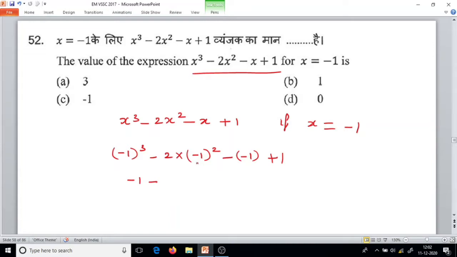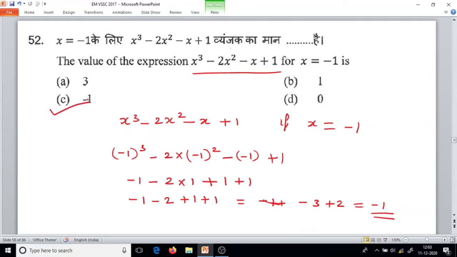Square of minus 1 equal to 1. Cube of minus 1 equal to minus 1. That is, 2 multiplied by 1. The minus gets multiplied, plus 1 plus 1. So this can be written as minus 1 minus 2 plus 1 plus 1, which equals what? Minus 3 plus 2, which equal to minus 1. So minus 1 is the answer.